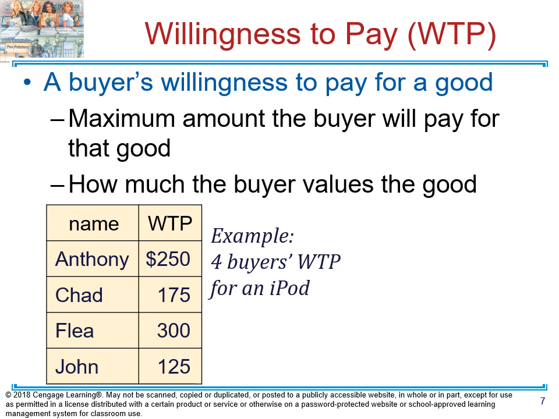So we see the different willingness to pay of these 4 individuals. Flea has the highest willingness to pay. He's the person who will be willing to pay the most for, in this example, iPods. He's willing to pay $300. This is the maximum amount. He would not be willing to pay $301 or $350. And Anthony is the person with the second highest willingness to pay. He's willing to pay as much as $250, not anything more. Not $251 or $260, just $250.